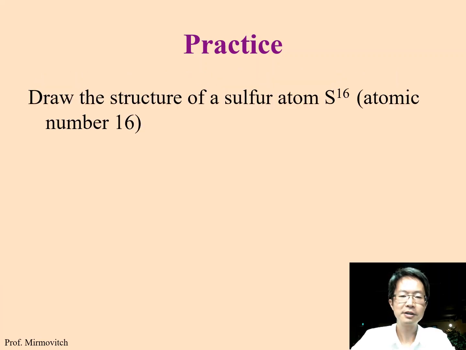Now another exercise. Try to draw a sulfur atom. Its atomic number is 16. That means it has 16 protons and 16 electrons. So 16 electrons, how are you going to arrange them? Well, I'll let you do it by yourself this time.